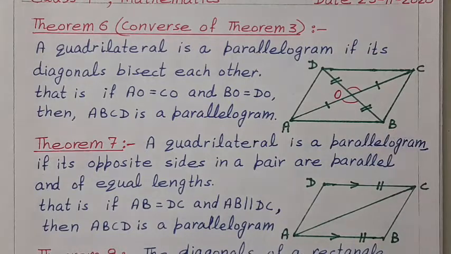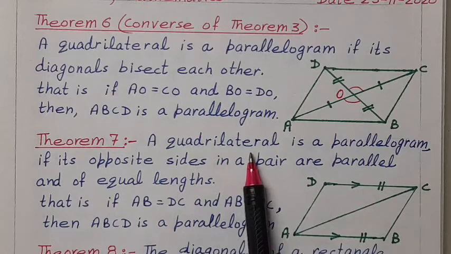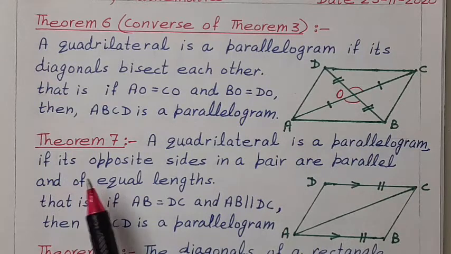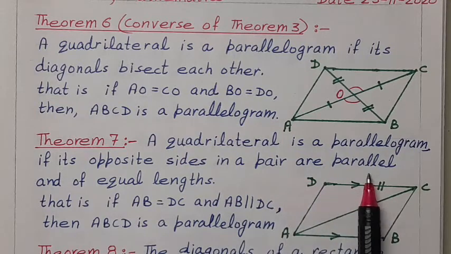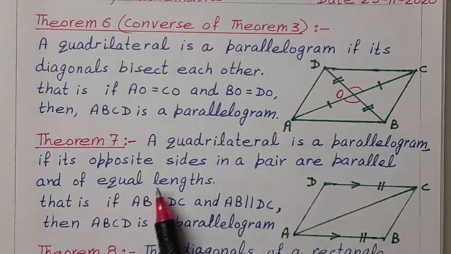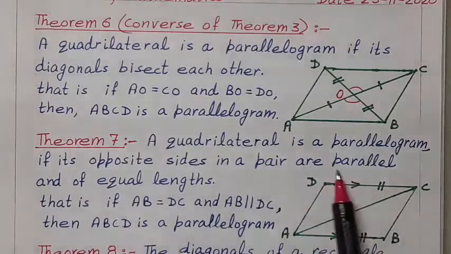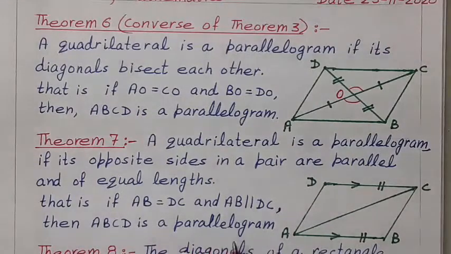Now students, let us move to next theorem, that is theorem number 7. So theorem number 7 is, a quadrilateral is a parallelogram if its opposite sides in a pair are parallel and of equal lengths. That is, if AB is equal to CD and AB is also parallel to CD, then ABCD is a parallelogram.